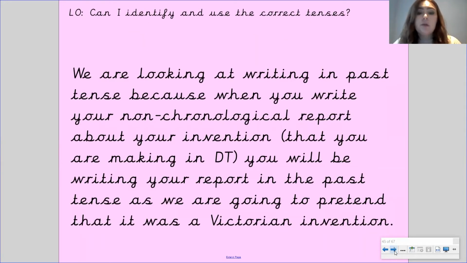Now, we are going to be looking at writing in past tense, because when you write your non-chronological report about your invention that you're making in DT, you'll be writing your report in the past tense, as we're going to pretend that it was a Victorian invention.